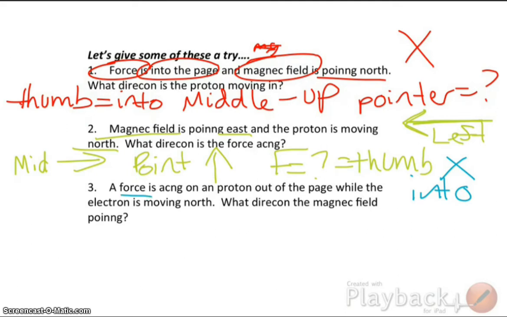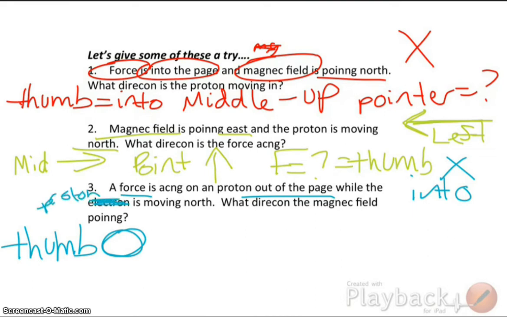Alright, now force is acting on a proton out of the page. So your force, so your thumb is out of the page. While, oops, that should be proton, is moving north or up the page. So that's the direction of movement, that's the direction that you point. Your pointer finger is up or north, and you're looking for the direction of the magnetic field.